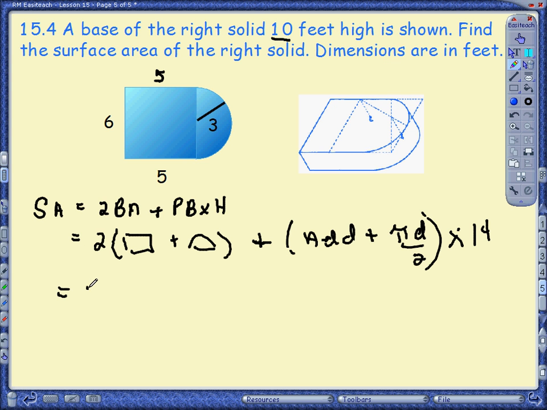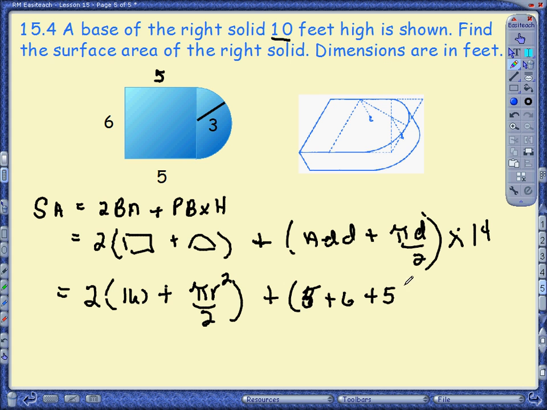Okay, well, our rectangle's fairly easy. It's length times width, and our circle is pi r to the second power. We have to divide that by 2. We're going to add 5, sorry, plus 6 plus 5, and the diameter of this circle is 6, so we're going to multiply pi times 6 and then divide that by 2, and then multiply the whole thing by the height, which is 10.